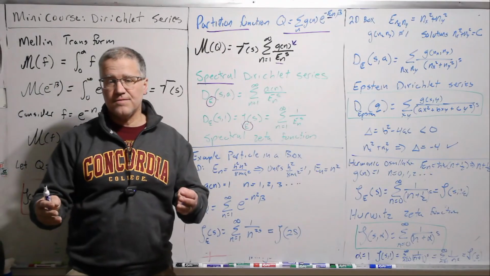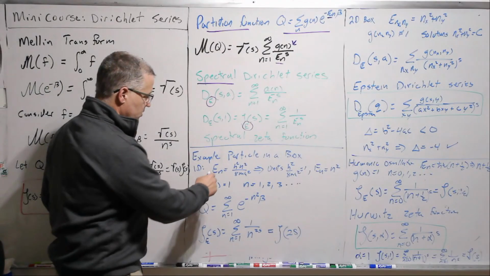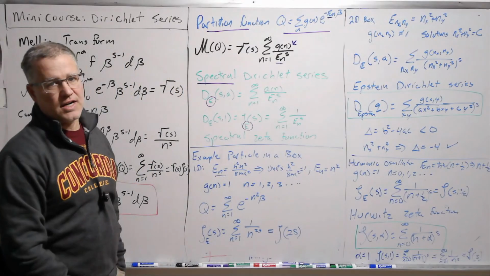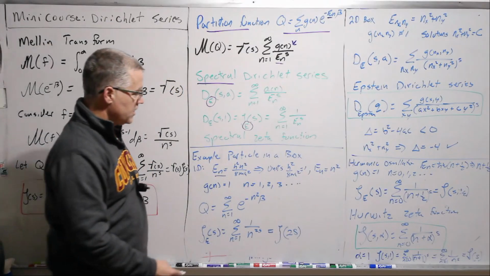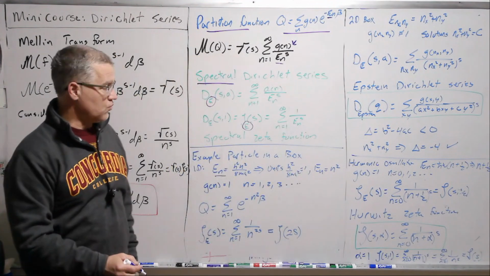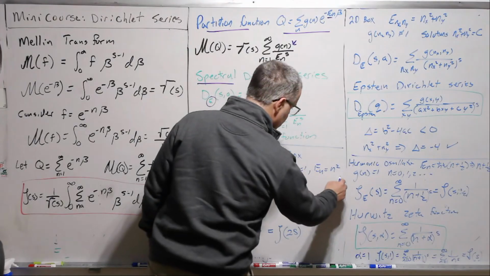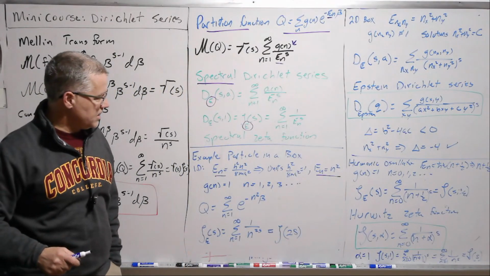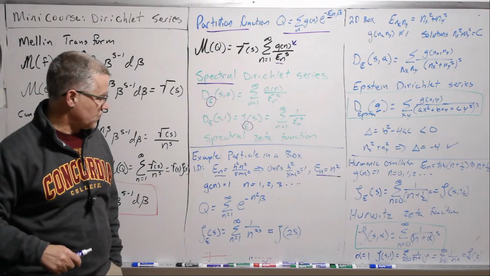All right, well, let's do a few fun examples here. Let's look at the particle in a box. And we know the energy level for the particle in a box is n squared h squared over 8ma squared. But let's work in units such that h squared over 8ma squared is 1. And then our energy is simply E_n is just n squared.